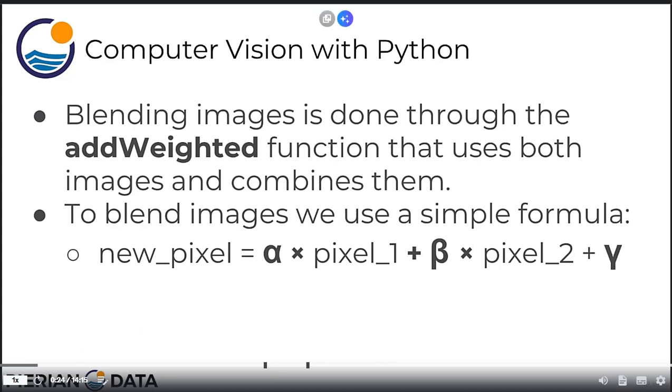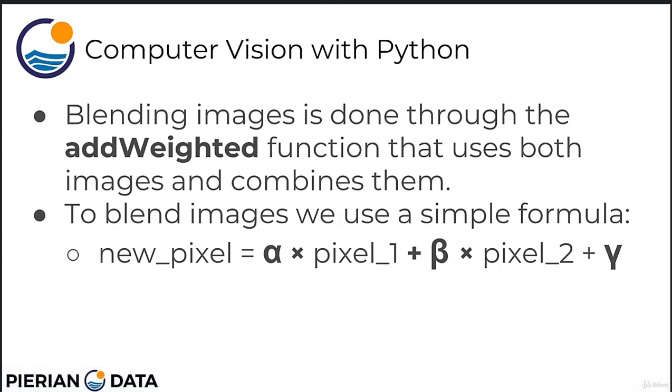This is done through the addWeighted function from OpenCV. And it's actually a really simple idea. It just uses both images and combines some sort of weight attached to each image's pixel, adds them together, and that results in your new pixel. So the formula is essentially the following.